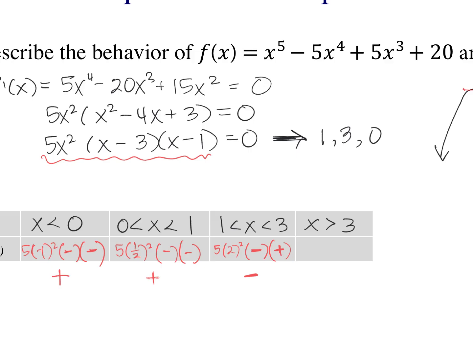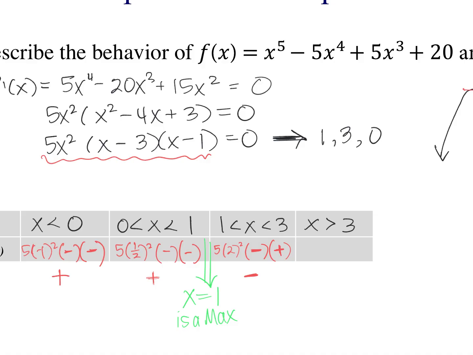Okay, the number 1 is special because I'm changing from a plus to a minus. That means my function is increasing, changing to decreasing. So I have my first chance right here. X equals 1 is a max because of the way the change happened.